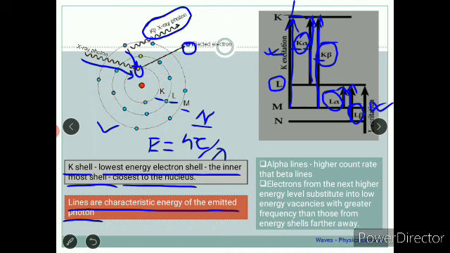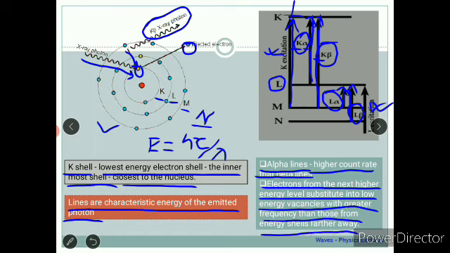Okay, but now we need to understand what kind of X-ray we use for XRD analysis. Well, it's mostly the alpha lines that we are talking about and not the beta lines, for the simple reason that the alpha line has a higher counting rate compared to the beta lines. The electrons from the next higher energy level substitute into the low energy level with greater frequency than those from energy shells further away. So electrons replace from L to K with greater frequency compared to M to K. Okay, so that's why we are using the K alpha line.